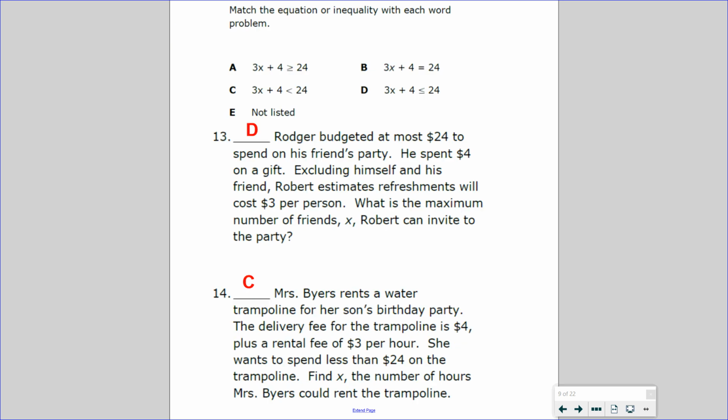So we know A and B are out. Roger budgeted at most. So $24 is the most money he has. So can he have more? No, it's the most. So everything has to be less than or equal to. D is the answer. And Mrs. Spire rents a water trampoline for her son's birthday. The delivery fee is $4, one-time fee, plus a rental of $3 per hour, 3x. She wants to spend less than. All right, so straightforward. C is the answer.